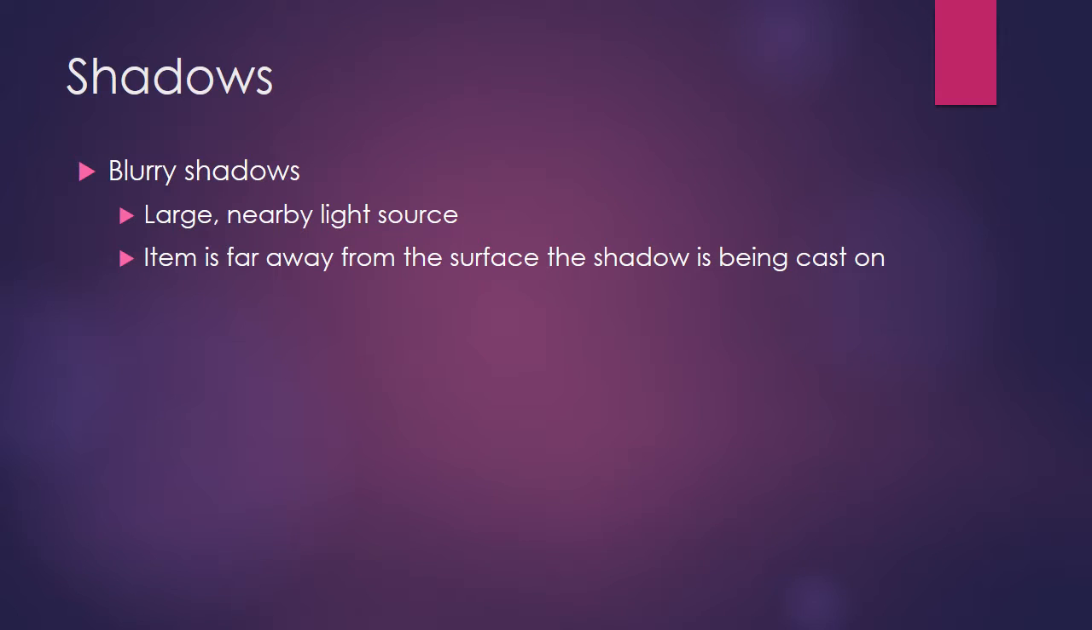If an item is far away from the surface the shadow is being cast on, you're also going to get a blurry shadow. So the farther away you move from the wall when you're creating your hand puppets, the bigger your shadow is going to get, but the blurrier your shadow is going to get.